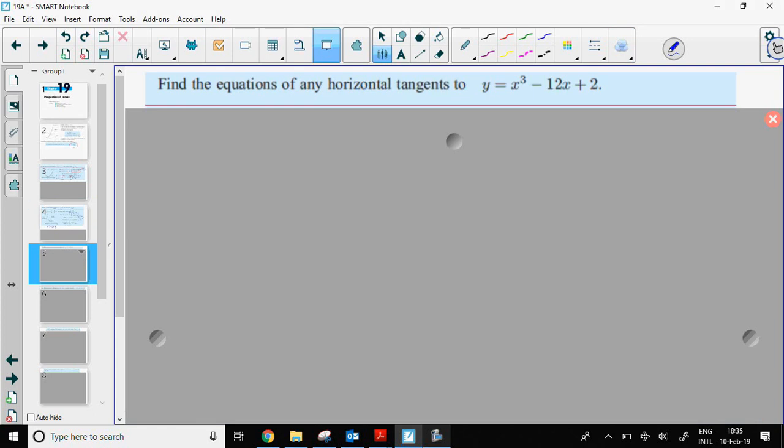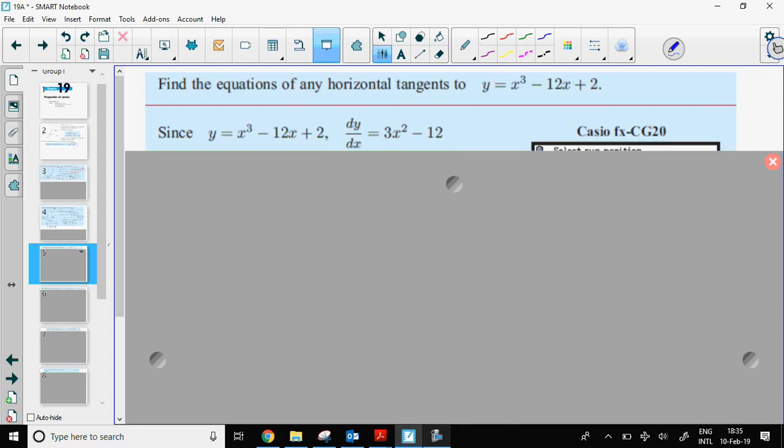Find the equations of any horizontal tangents to this function. Okay, if it's a horizontal tangent, that means that the slope of the tangent is going to be equal to 0. Let's keep that in mind as we go through here. So now we don't have a point. We're going to have to figure out where that point might be.